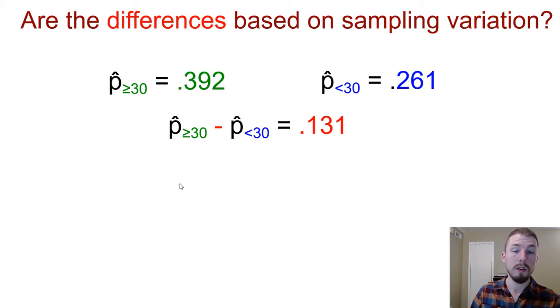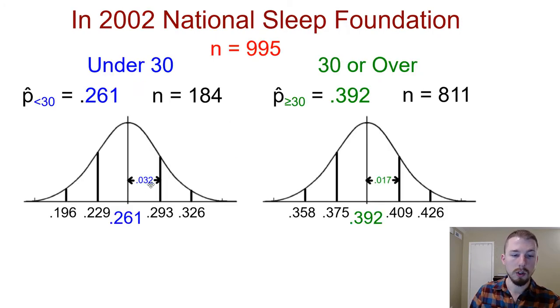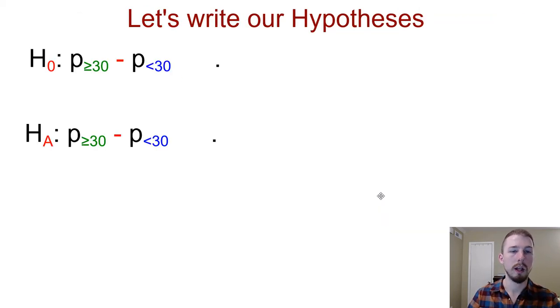Okay, so do we think it's possible that there really is no difference between the two? Is it possible we observed a 13% difference just because of random sampling variation? Well, if we look at our two individual standard deviations of 3 and 1.7, a difference of 13% is definitely going to be more than 3 standard deviations away from both of those, but that's not exactly quite how the math works. So what we want to do is write our hypothesis.